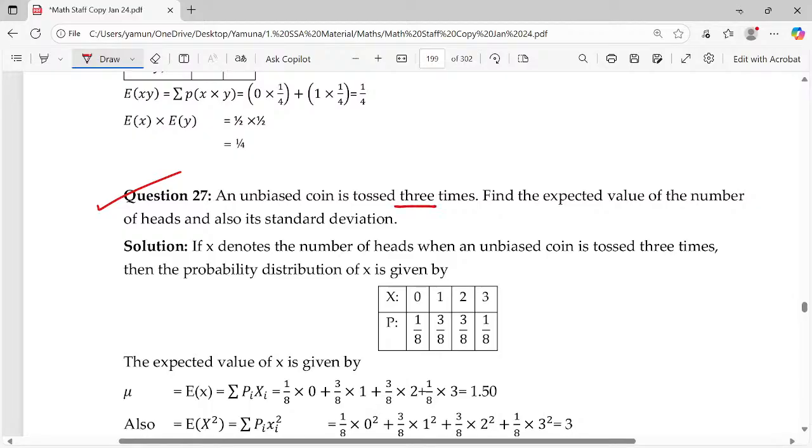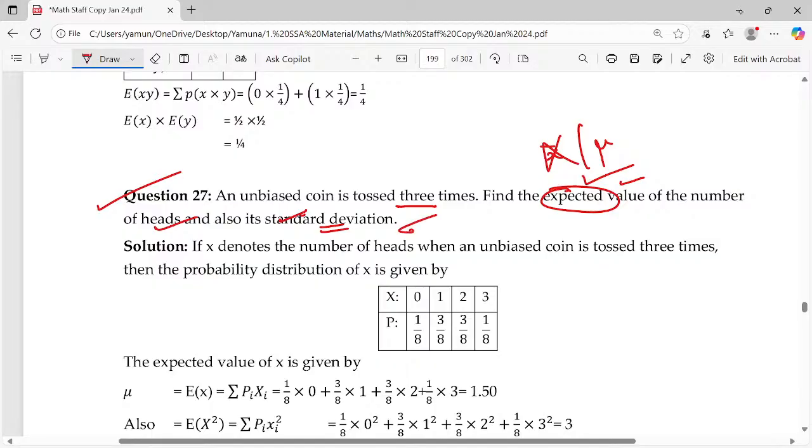An unbiased coin is tossed three times. Find the expected value of the number of heads and also the standard deviation. So expected value of the number of heads and the standard deviation. You are asked to find mu and sigma squared. Sigma or sigma squared, standard deviation, sigma. You will not write x bar. Instead, you write mu because when we talk about probability, we are talking about the whole population. So mu. And when we say standard deviation, we will not use s, we'll use sigma.